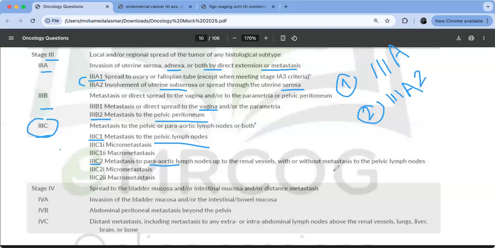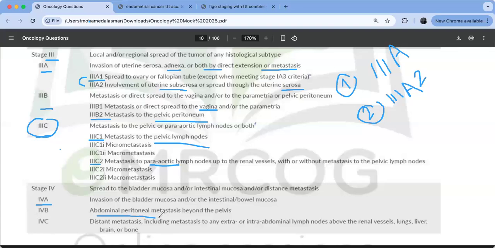3C1. Okay. Para-aortic lymph node involvement is even farther, so it's 3C2. Level 2, yes. Stage 4 is spread to the bladder mucosa or intestinal or bowel mucosa. This is 4A.